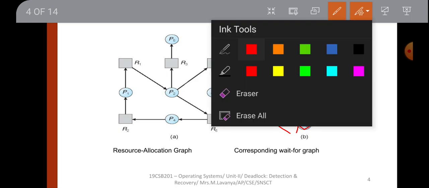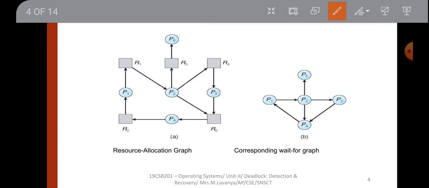Since this is a single instance of resource, if a cycle gets formed, as we have already seen, if a resource is getting allocated in a cyclic order, then there will be a possibility of occurrence of deadlock.